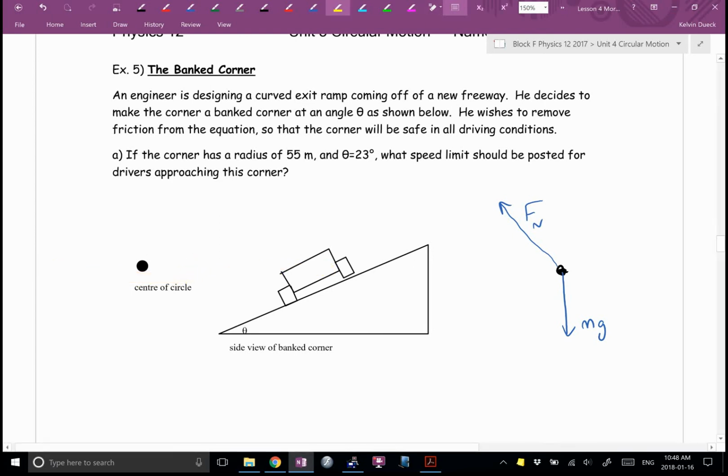Those are the only two forces acting on it. Is there friction? We're assuming that we're on ice right now. We want to find out what speed limit doesn't require friction, so no friction. What I want to do instead of components is add these two vectors together to find the net force. How would I add two vectors together? Draw them.